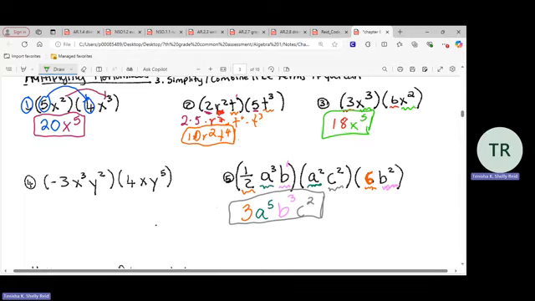Let's look at number 4. We are going to multiply numbers first.